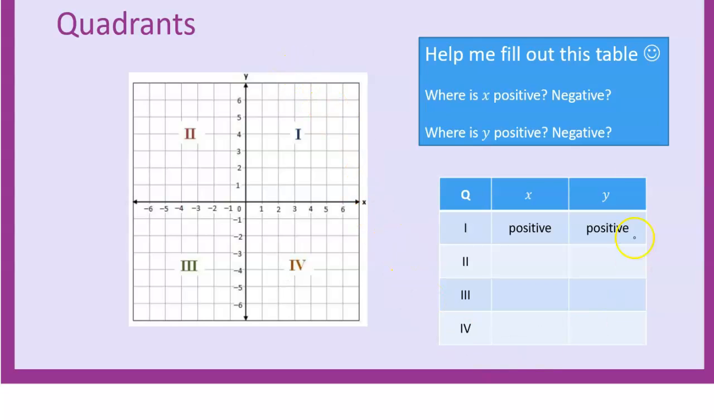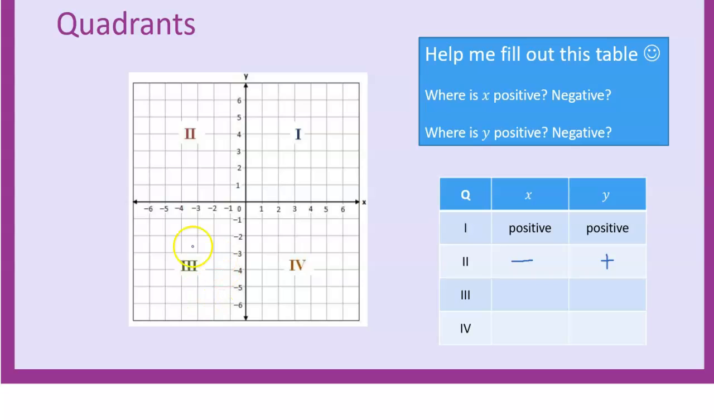So let's fill out this table over here. Where is x positive, and where is y positive, or negative? Where is x negative, where is y negative? In which quadrants? So we already said in quadrant 1, they're both positive. How about quadrant 2? Is x positive or negative here? Is y positive or negative here? You can see the x is negative, so I'll just put a minus there, and the y is positive.